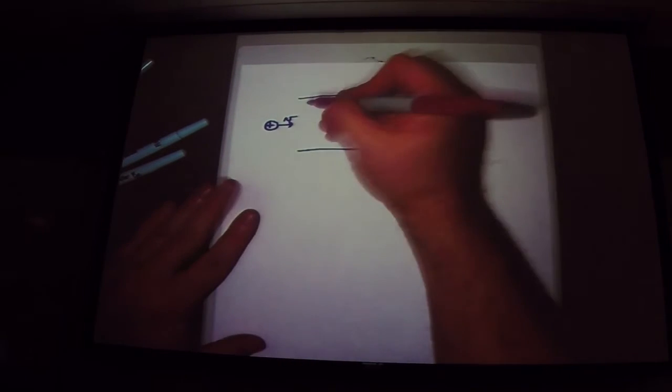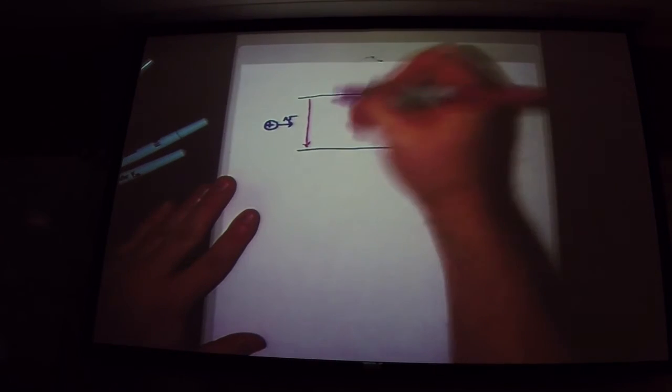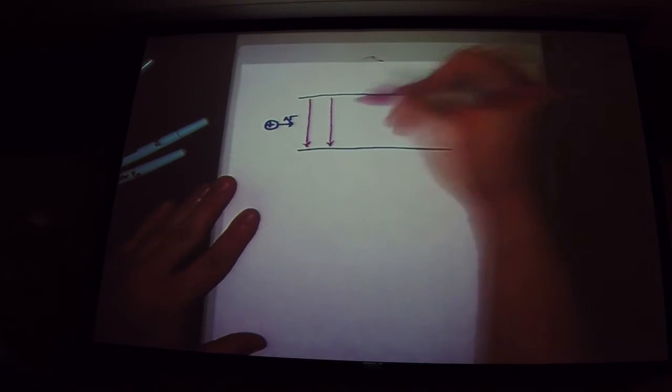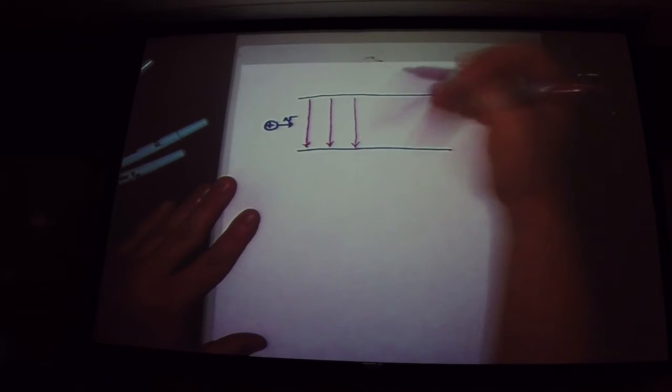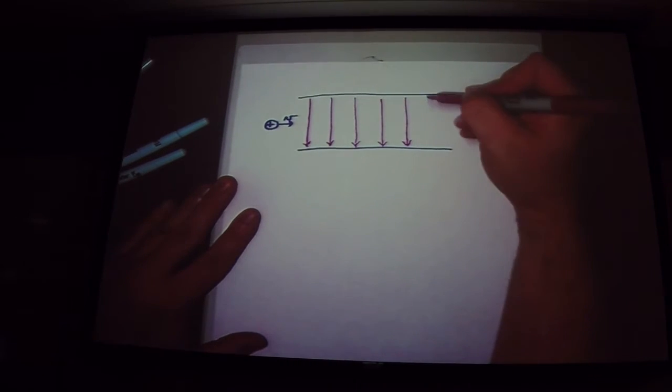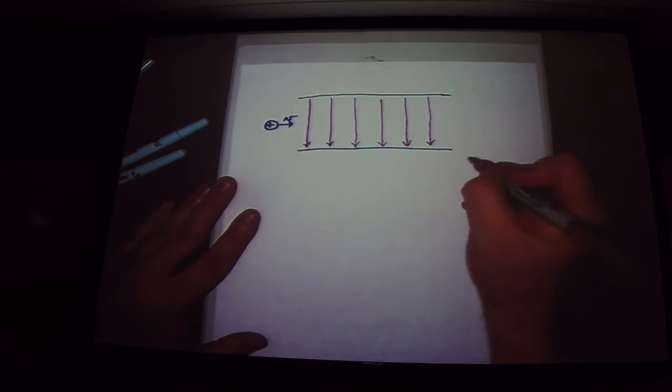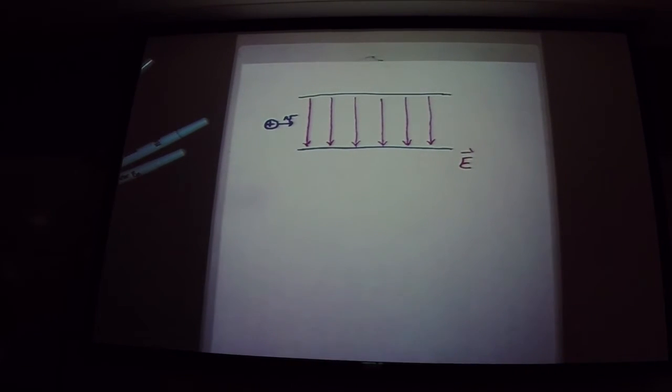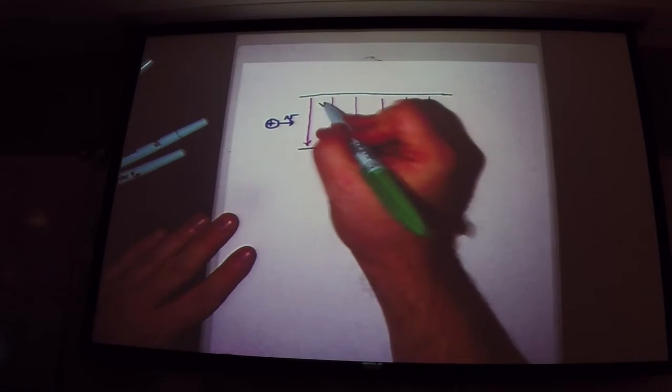It moves into this region. And I have an electric field that points downward. And I have a magnetic field that in this case would point into the page.